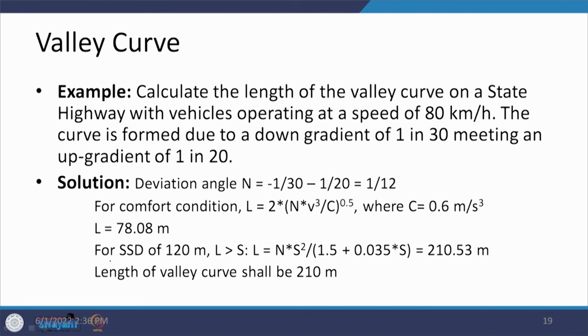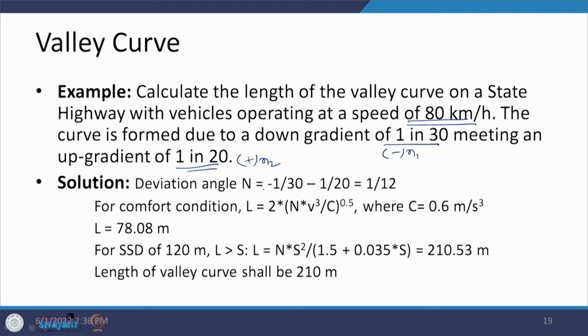Let us look at this example. We are going to calculate the length of the valley curve on a state highway where the vehicles are operating at a speed of 80 kilometers per hour. The curve is formed where there is a down gradient of 1 in 30 meeting an up gradient of 1 in 20. So, this is a negative gradient and this is a positive gradient, n1 and n2. When we utilize them, it is minus n1 minus n2, so it is a minus condition.